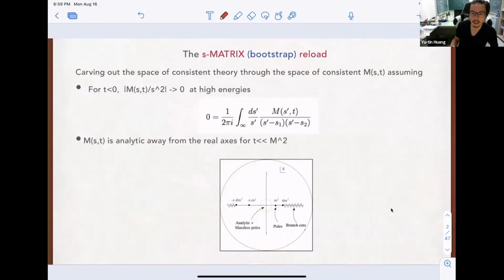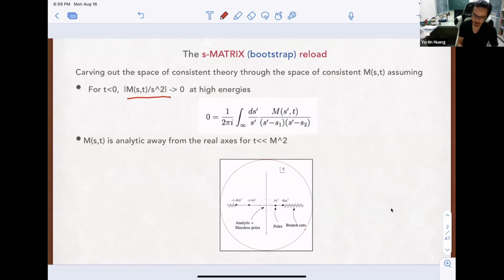So recently, as many of you have noticed, there's really just another reload of the S matrix program, and this time it's the bootstrap program. In a nutshell, we consider the space of possible theories through the space of possible consistent four-point functions, much like the CFT bootstrap. We go through certain assumptions. For one, for unitarity and causality arguments, we assume that the amplitude dies off faster than S squared as S goes to infinity, or to put it another way, that the amplitude satisfies twice-subtracted dispersion relations.